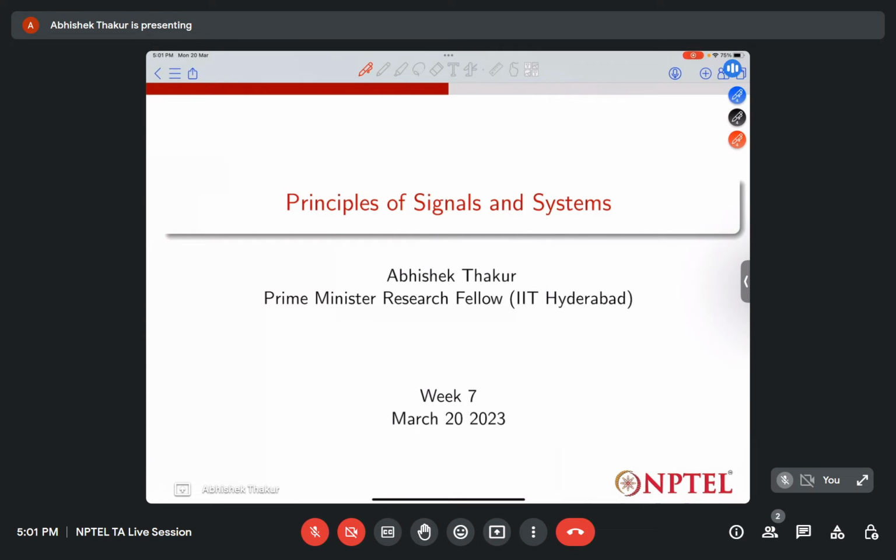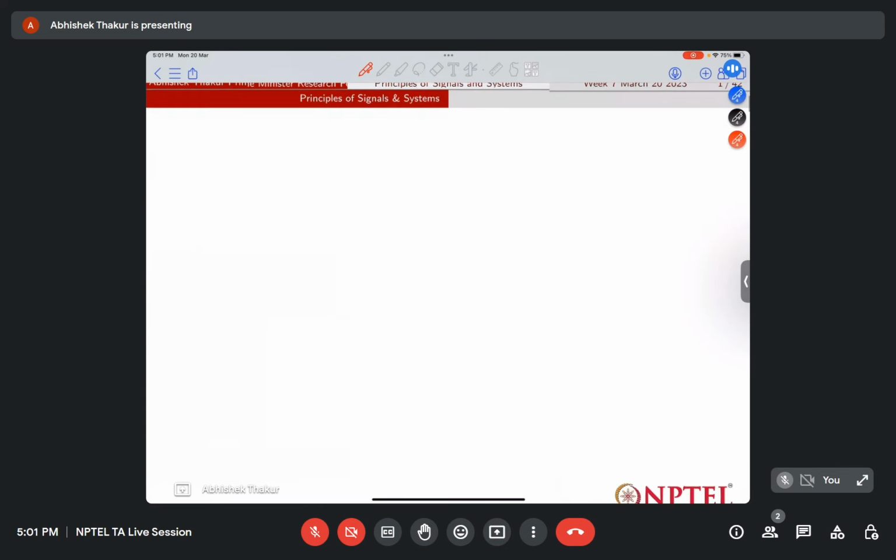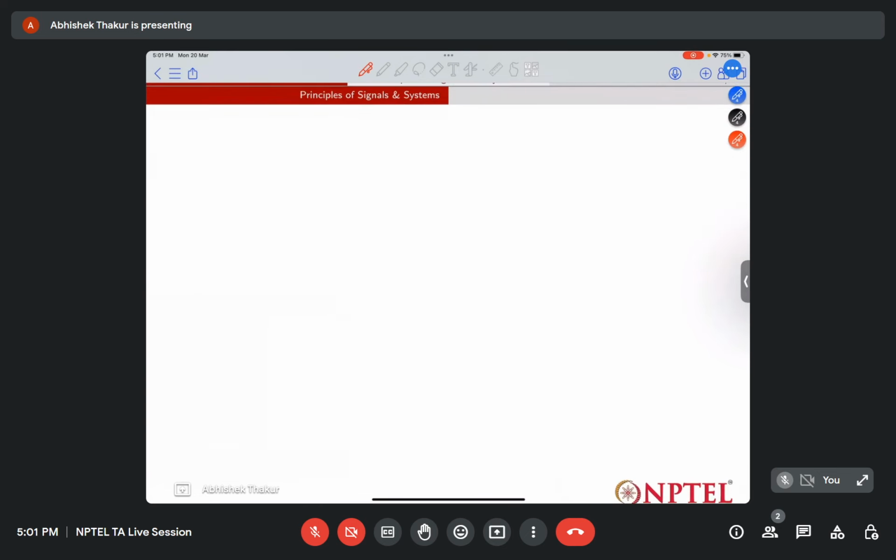So today we are going to discuss the Fourier transform and questions based on the Fourier transform. Today's lecture will be mostly on the Fourier transform. We'll see the properties of the Fourier transform, and then we will solve lots of questions based on it.